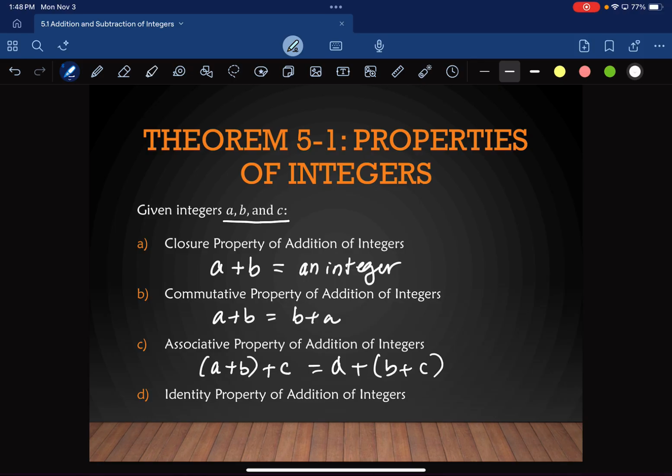Identity. What do you think the identity is for addition of integers? 0. You guys agree? Identity means something you add to it and it doesn't change it. So if we add the number 0, whether it's on the left or the right, the value doesn't change. And we say then that 0 is the additive identity.